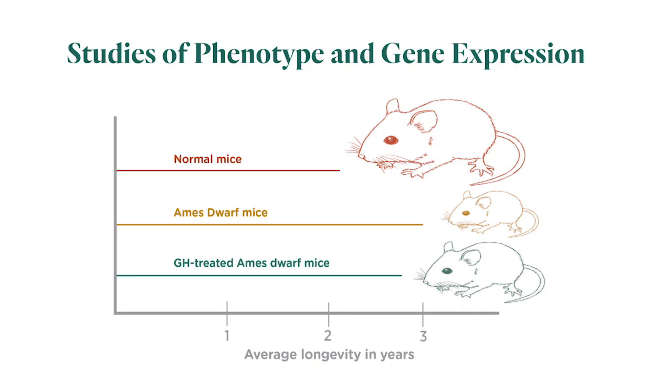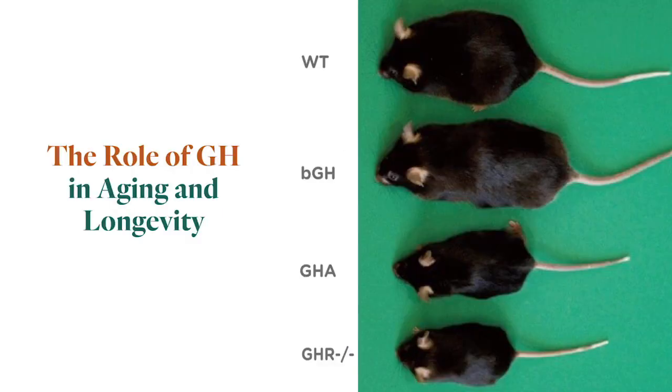Interestingly, Ames mice treated with GH had their longevity restored almost back to normal, highlighting the importance of neuroendocrine signaling, including GH signaling, in longevity determination. The role of GH in aging and longevity is further underscored in a model of GH deficiency, the Laron syndrome mouse, which is a natural mutation in the GH receptor gene, or also shown in the targeted growth hormone receptor knockout, or GHRKO mouse, that was created in a laboratory.